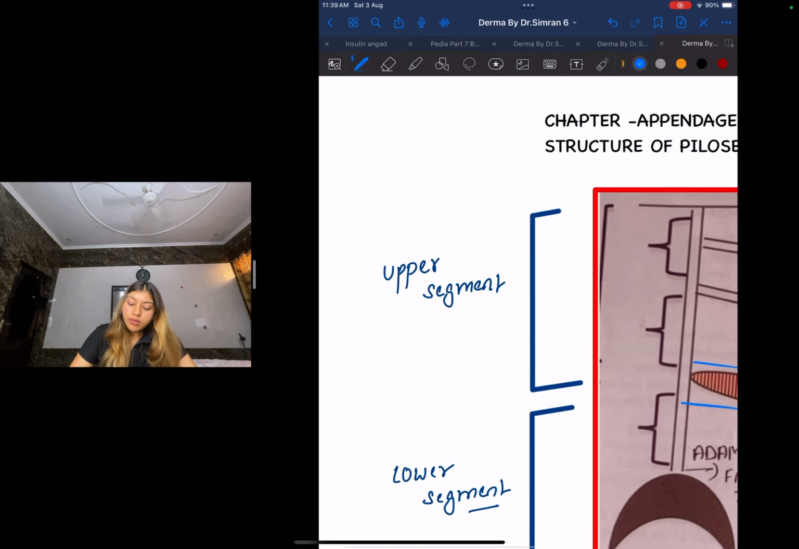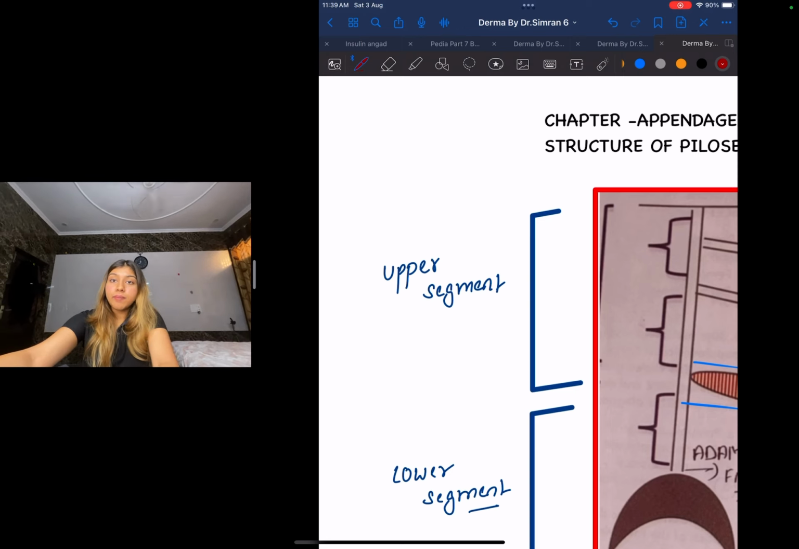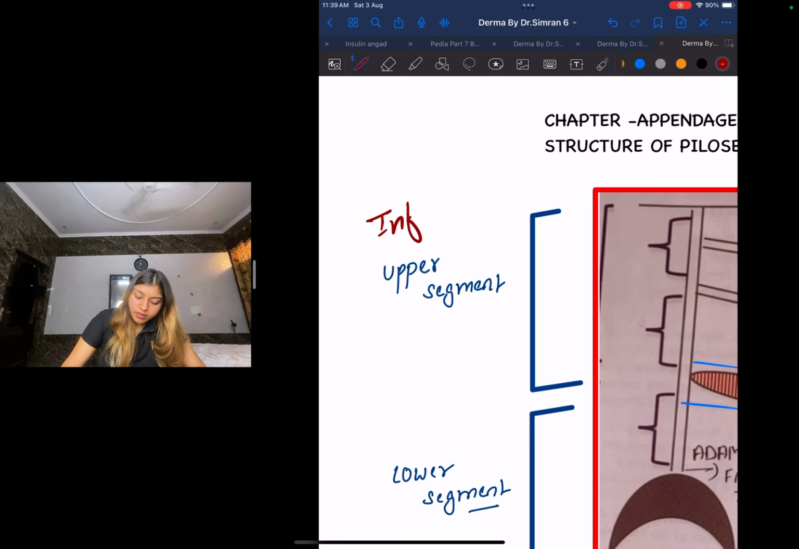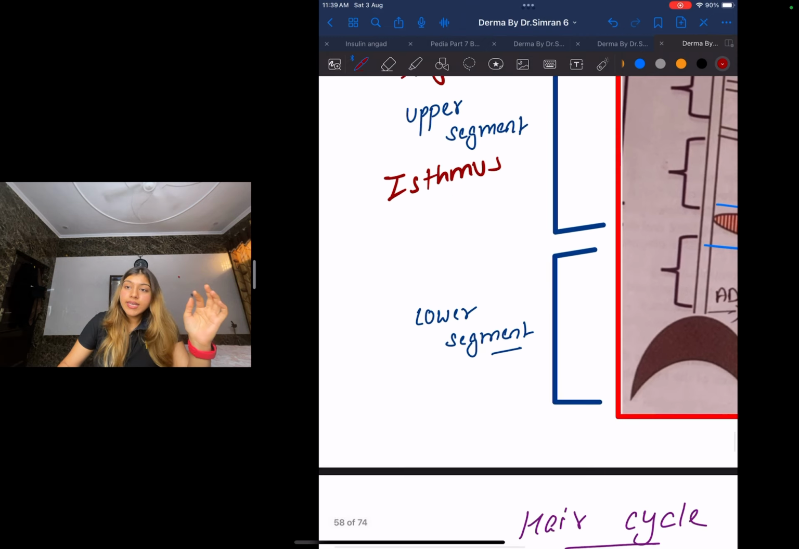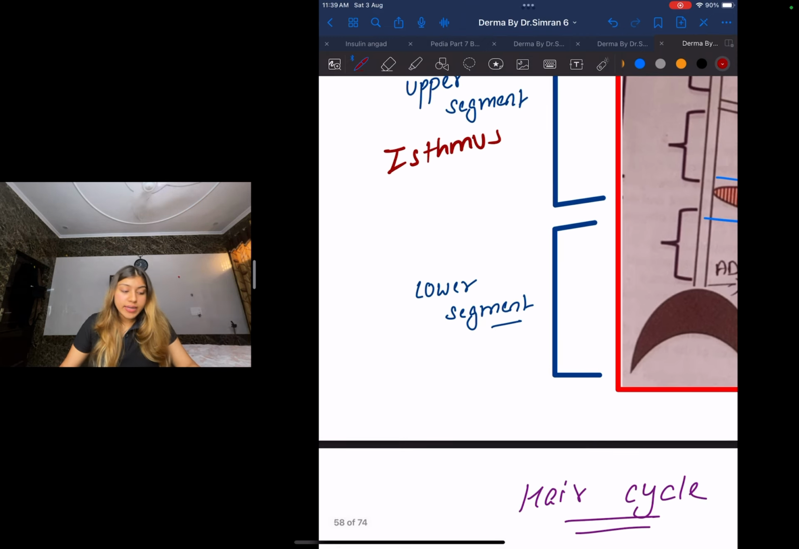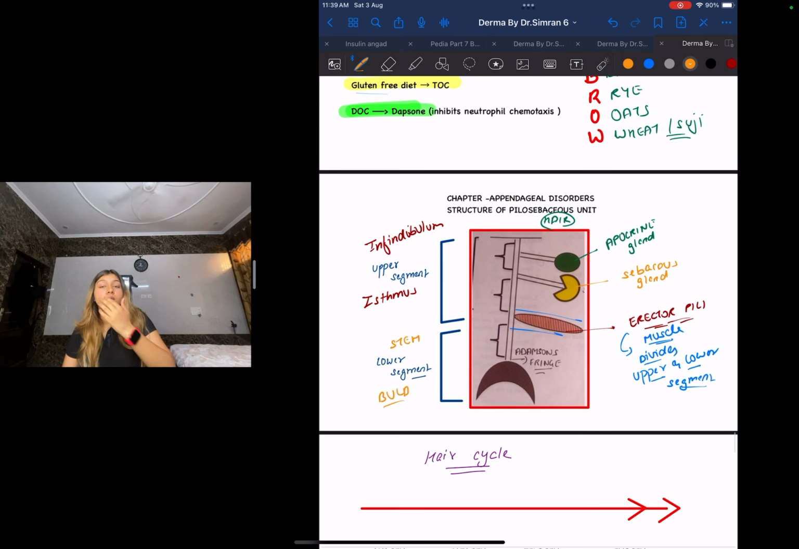Guys, what you need to know is, above my upper segment is going to be my infundibulum. Below my upper segment is going to be my isthmus. Whereas above my lower segment is going to be my stem. Let me use a different color over here. It is going to be my stem, whereas below my lower segment is going to be my bulb. Okay, so this is why I need to know this about the erector pili muscle.